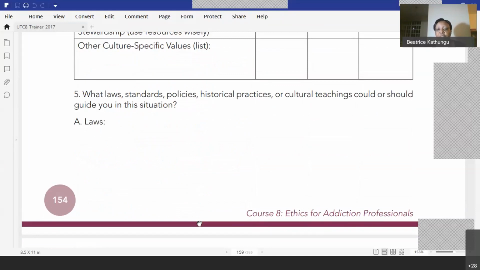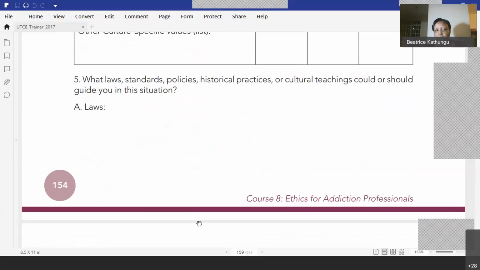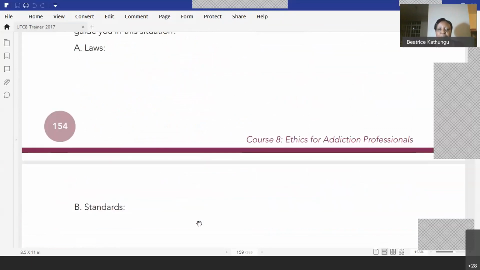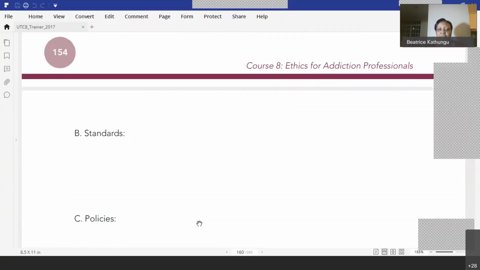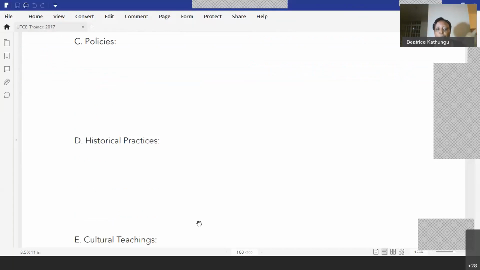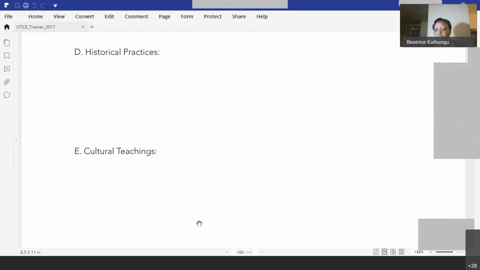We have said that when this model was expanded from the initial 3 questions, one of the things that was done about values, about laws, standards, and policies, is that they were separated into standalone. So, for example, the laws are on their own. So you ask yourself, is there a law that is applicable here? Is there a standard? Is there a policy maybe of the organization? Is there a historical practice? Is there a cultural teaching?